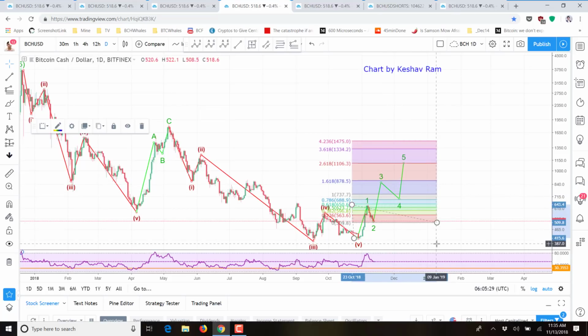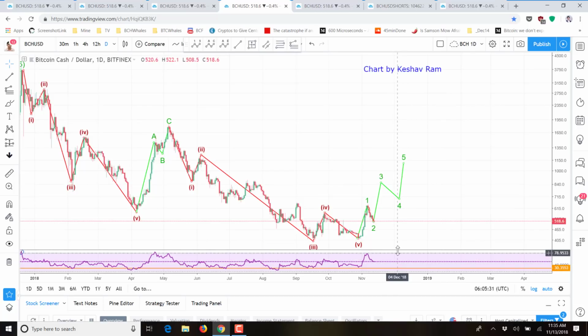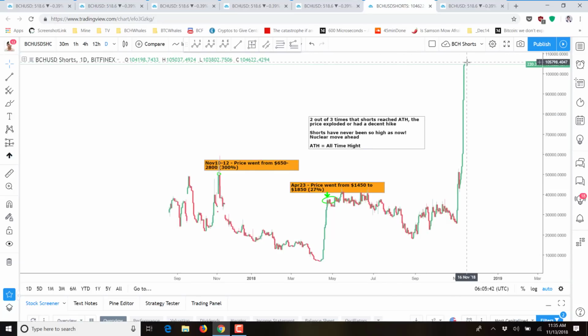And I think with the fork approaching, there's a chance that there will be a sudden spike, especially because the shorts are also very high. If you see, the shorts are really extremely high. The last time the shorts were high, they were like few days before there was a spike. I mean, on November 10th itself, the shorts were all-time high.